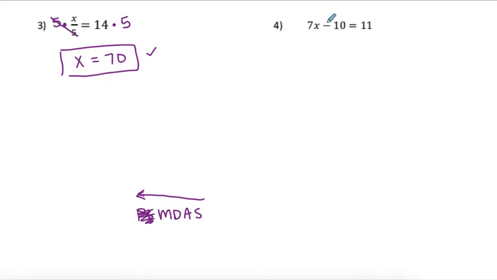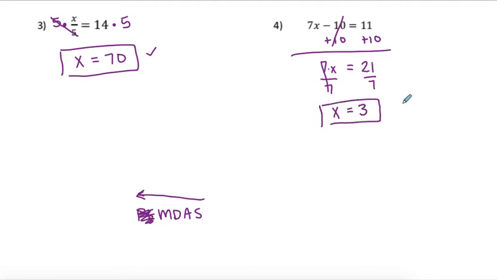So I have subtraction that I need to do an inverse operation for. So I'm going to add 10 to both sides. 7x, I'm going to bring that entire part down and add these two on the other side to get 21. Now I have this multiplication to undo, so I'm going to divide both sides by 7. And 21 divided by 7 is 3. Again, I can check my work, putting in my calculator. 7 times 3 is 21. 21 minus 10 checks out to what I wanted at 11.